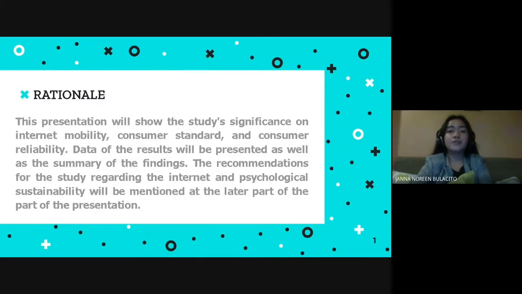We are going to set forth the significance of this study, particularly the internet mobility, consumer standard, and consumer reliability, as well as the summary of the findings. Data from the analysis will be discussed. The research recommendations on the internet and psychological sustainability will be alluded to in the later part of the lecture.